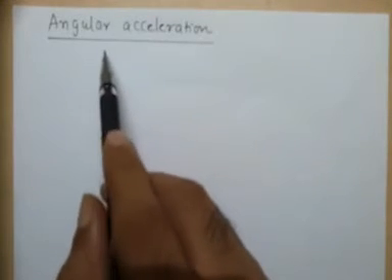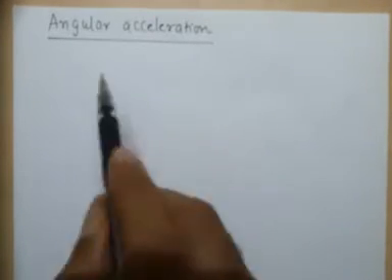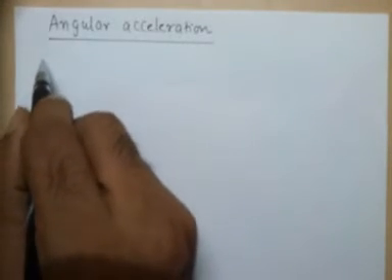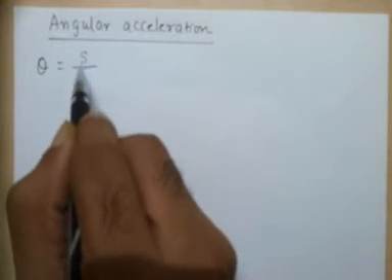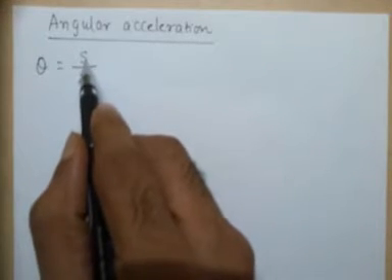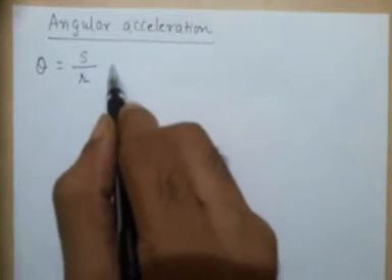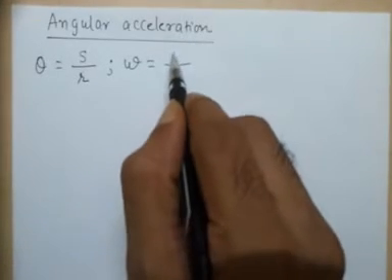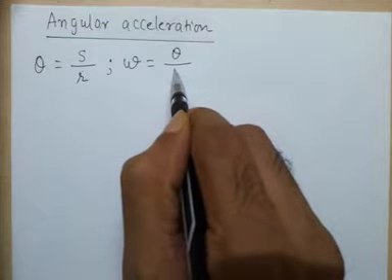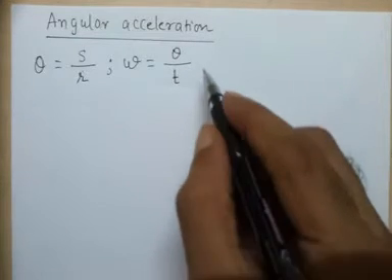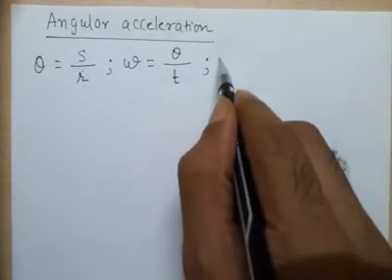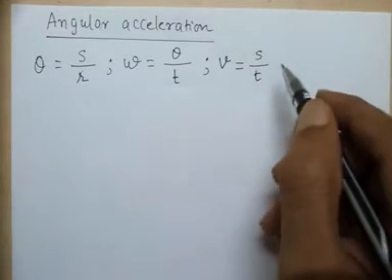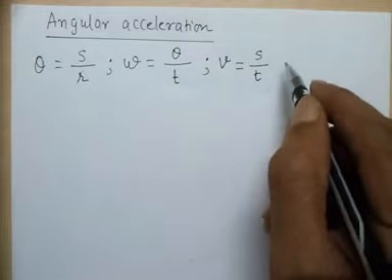In this video, we are looking at angular acceleration. So far in the previous videos, we have looked at angular displacement theta, which is equal to S upon R, where S stands for arc length and R is the radius of the circle. We have looked at omega, which is angular velocity, which is given by angular displacement theta divided by time t. And we have looked at v, which is linear velocity, and that is given by s upon time t. These are some of the things that we have discussed.